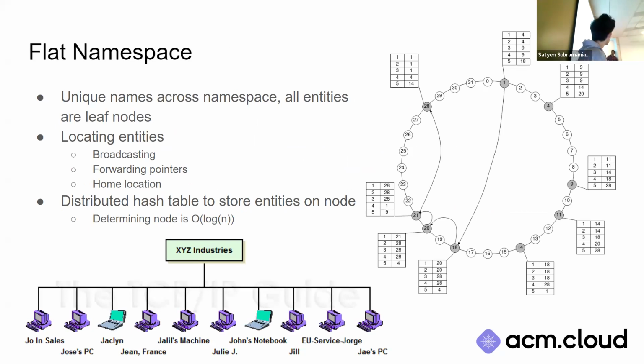And so a flat namespace is very simple. All of the devices are just under one namespace, and we can locate entities through broadcasting and forwarding pointers at a home location. Now, this is typically used with a distributed hash table. You just run a hash function, and you do a mod by however many names underneath the namespace you have, and use a forwarding pointer to look it up in a lookup table, and you can find that device there.